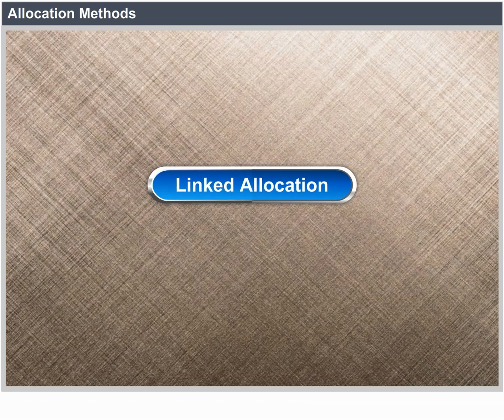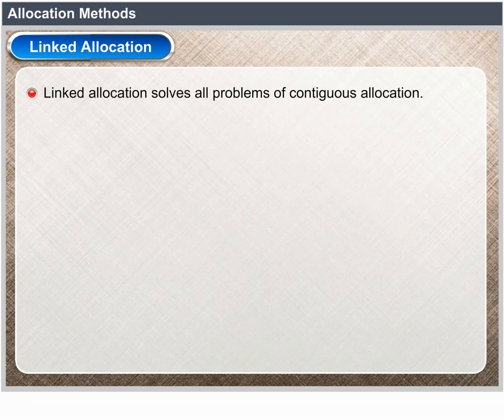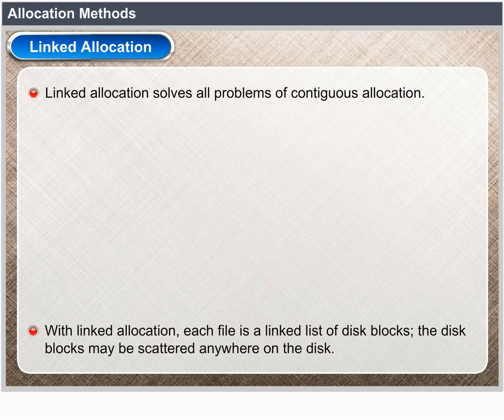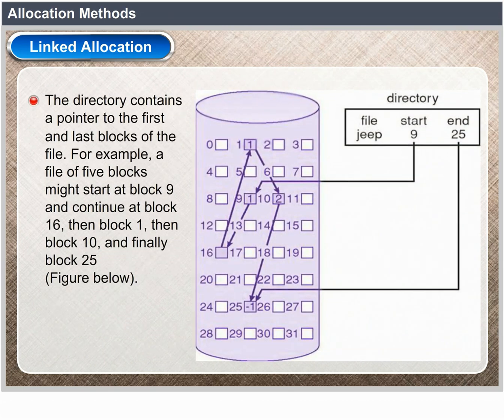Linked allocation. Linked allocation solves all problems of contiguous allocation. With linked allocation, each file is a linked list of disk blocks. The disk blocks may be scattered anywhere on the disk. The directory contains a pointer to the first and last blocks of the file. For example, a file of 5 blocks might start at block 9 and continue at block 16, then block 1, then block 10, and finally block 25. Refer to the figure below.